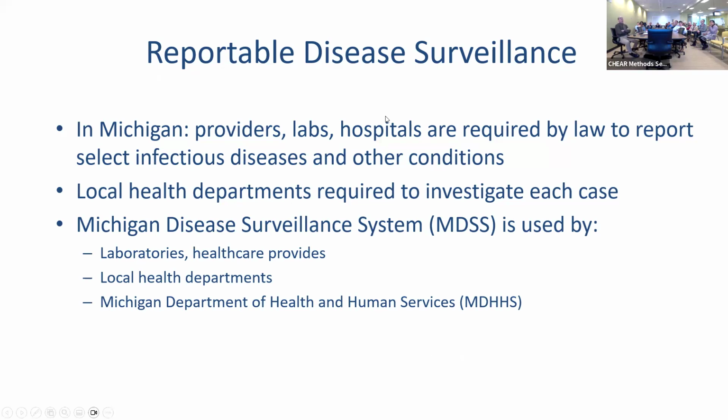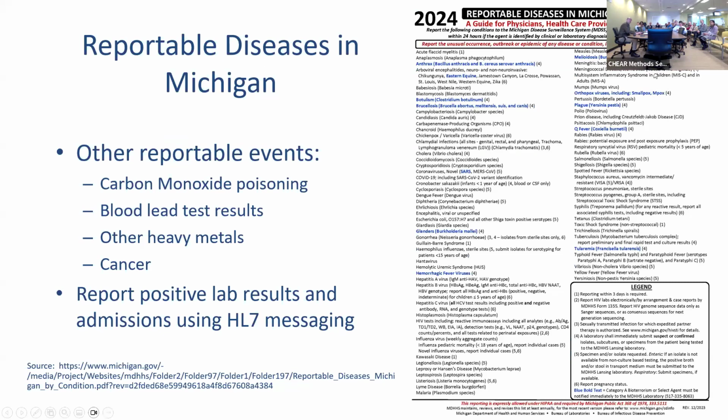This is supported by the Michigan Disease Surveillance System. It's used by labs, healthcare providers, and health departments across the state of Michigan, as well as the Michigan Department of Health and Human Services. I know you can't read this, but I have a link to it. This is a long list of 100-some conditions. Most of these are infectious diseases, not all of them. Some of them are foodborne. There are other ones, though, things like carbon monoxide poisoning and blood lead tests. These are other reportable events that Michigan has deemed thou shalt report. If you're a lab or health care provider, you've got to report. Cancer is also one of them. These positive lab results and admissions for these conditions are reported using HL7 messaging.